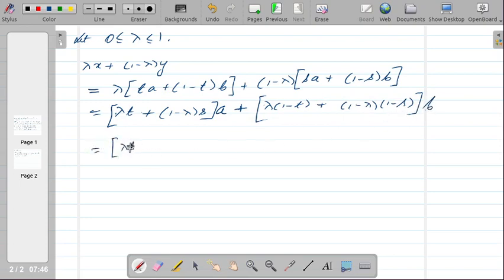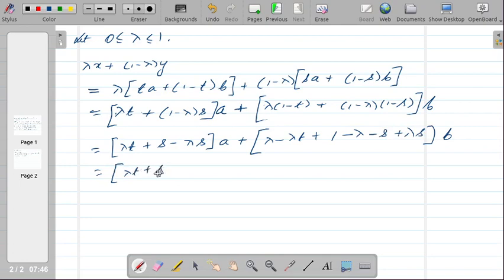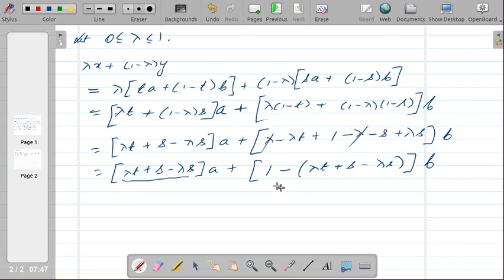Okay, so I can write this as lambda t plus s minus lambda s, into a, plus this one can be written as 1 minus lambda minus s plus lambda s, multiplied with b. So this is lambda t plus s minus lambda s into a, plus here you see lambda cancels out, right? So it's 1 minus, within bracket, I can write lambda t plus s minus lambda s, this into b. So this is of the type some scalar into a plus 1 minus the same scalar into b. So that is why this belongs to L.